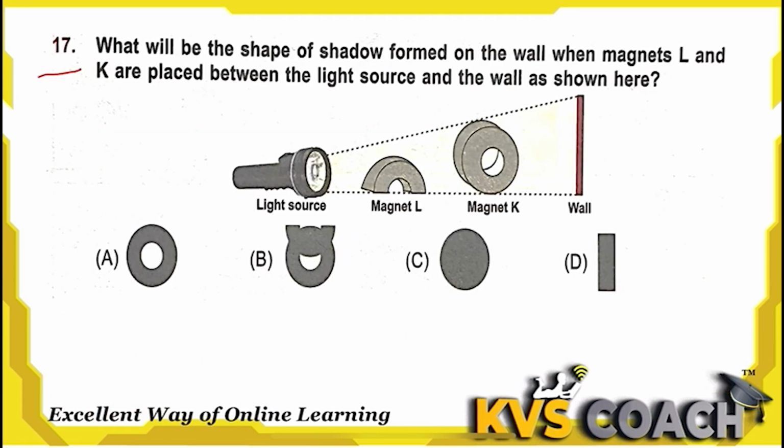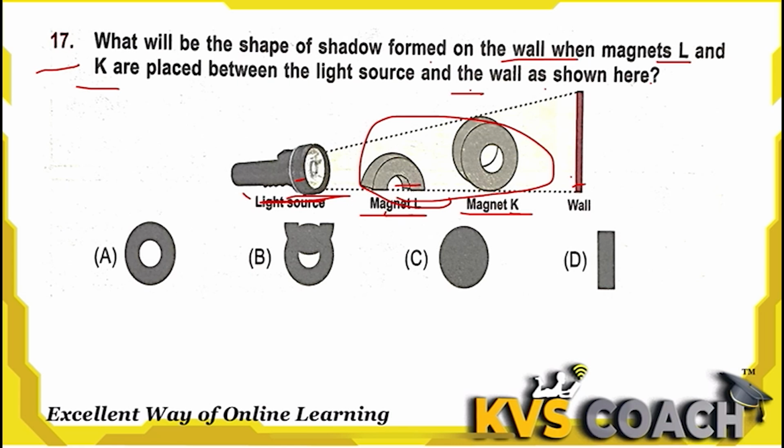Question 17 is, what will be the shape of the shadow formed on the wall when magnets L and K are placed? This is L and this is K. They are placed between the light source and the wall. Look at the light source and look at the shadow. This here will be the shadow formed. This circle is not possible. Look, there is a circle and this is a half circle.